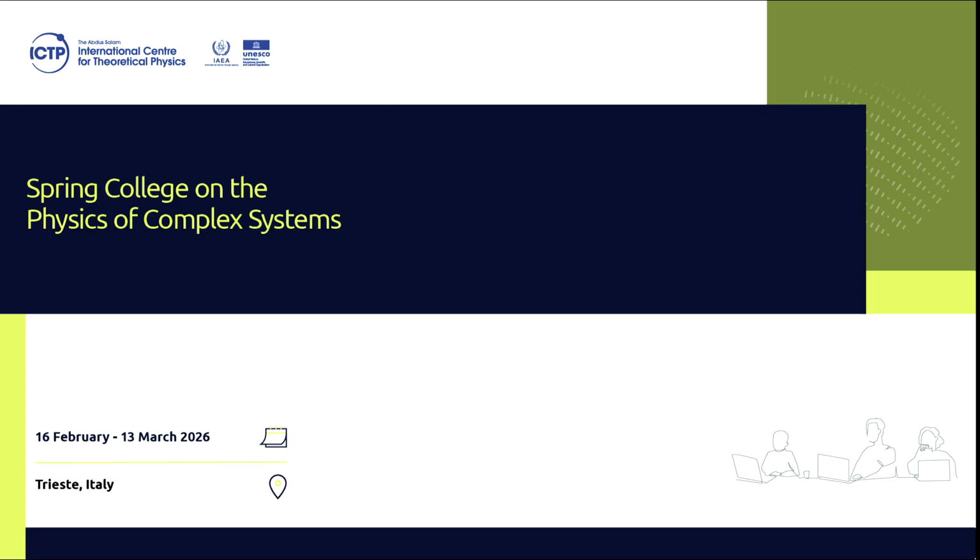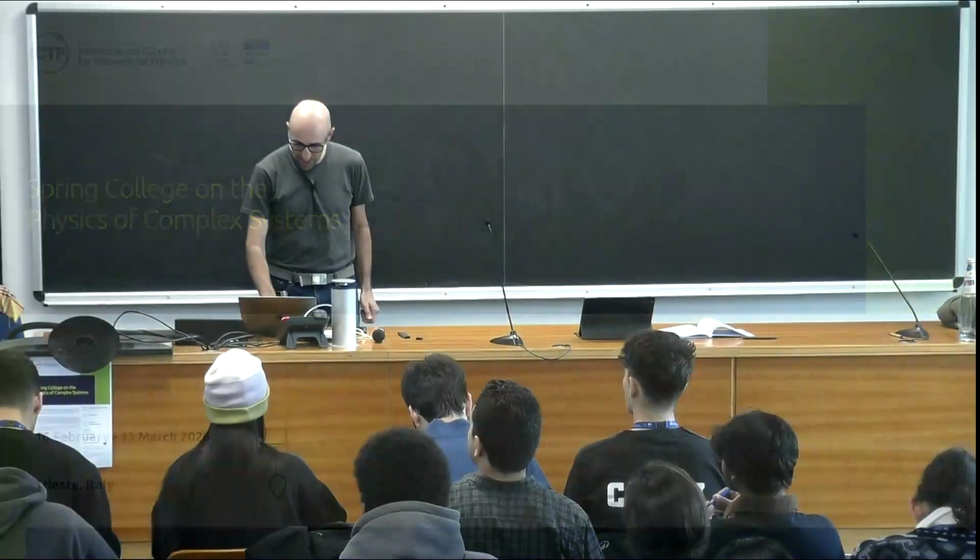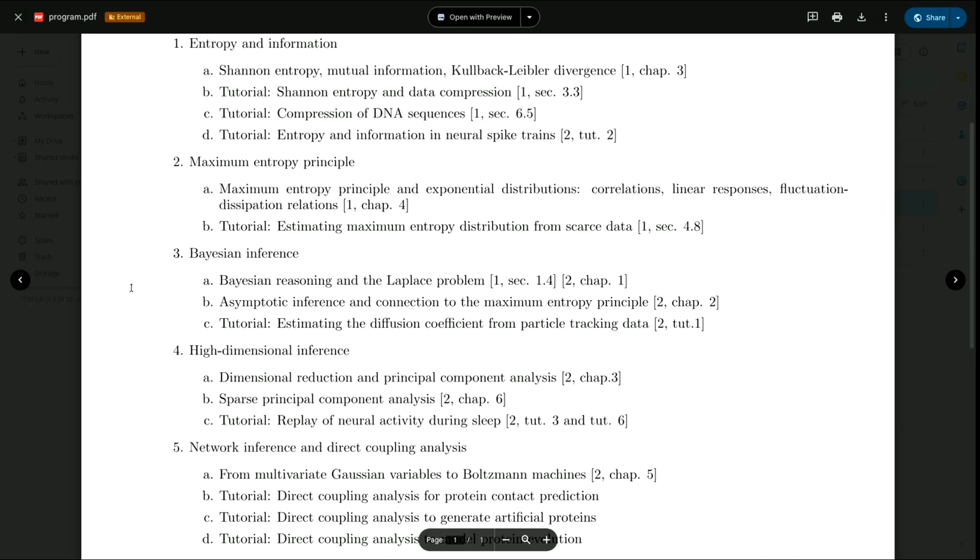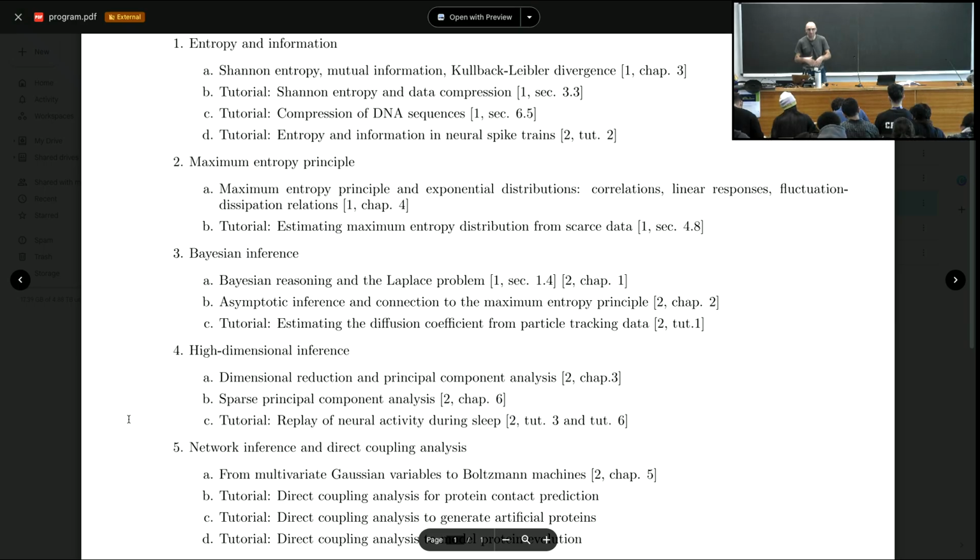Once again, this is the program, and last week we discussed the first 4 points. So we went from inferring one parameter to inferring many parameters. In particular, we discussed the problem of inferring the principal component of a matrix. And now, for the last part, this week I would like to discuss the last point, which is about network inference, so inferring a network of interactions between variables.